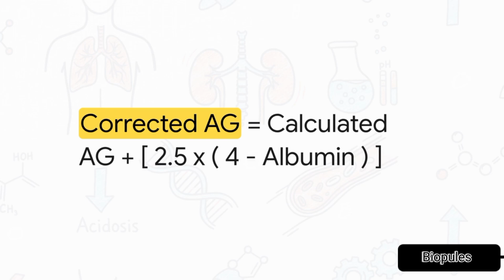Here's how it works. A normal albumin level is 4. So for every point below 4, you add 2.5 to your calculated gap. So say you calculate a gap of 11. You might look at that and think, oh, that's normal. But if the albumin is 2, you have a deficit of 2. Multiply that by 2.5, which is 5, and add it to your gap. Your 11 is actually a 16. Suddenly, you've got an anion gap metabolic acidosis that you almost completely ignored.